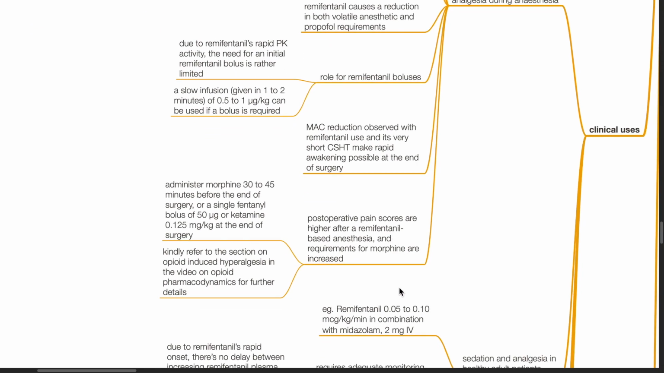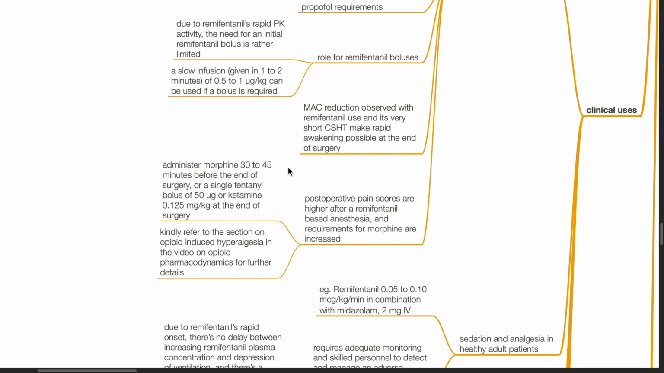Post-operative pain scores are higher after remifentanil-based anesthesia, and requirements for morphine are increased. Administer morphine 30 to 45 minutes before the end of surgery, some books quote 60 minutes, or a single fentanyl bolus of 50 mcg or ketamine 0.125 mg per kg at the end of surgery. Kindly refer to the section on opioid-induced hyperalgesia in the video on opioid pharmacodynamics for further details.